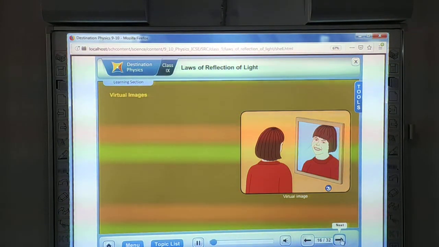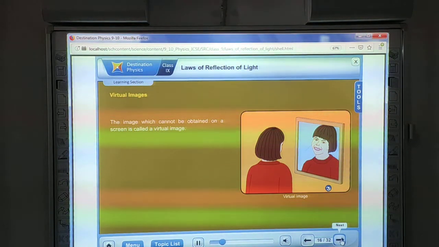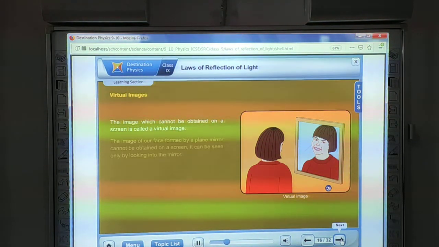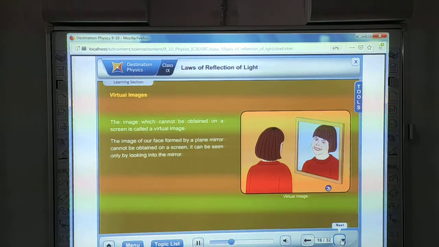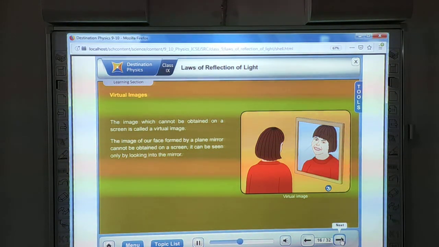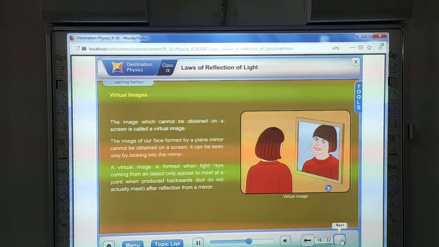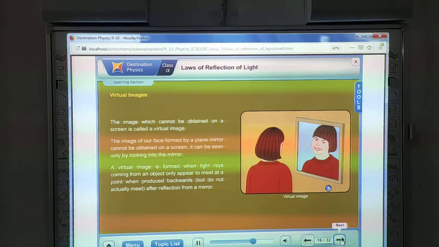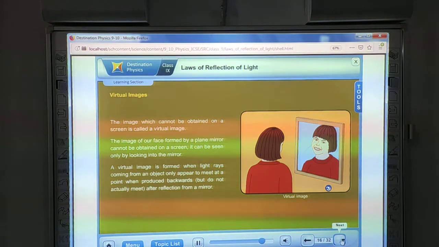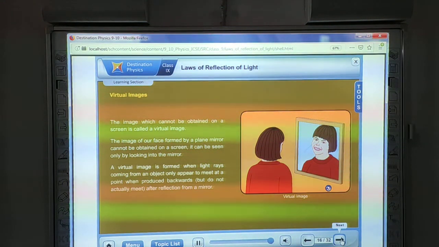Virtual images. The image which cannot be obtained on a screen is called a virtual image. The image of our face formed by a plain mirror cannot be obtained on a screen. It can be seen only by looking into the mirror. A virtual image is formed when light rays coming from an object only appear to meet at a point when produced backwards but do not actually meet after reflection from a mirror.